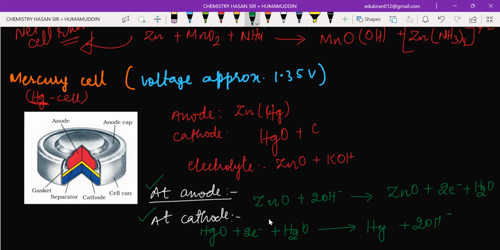I will write the net cell reaction as well. First, you are going to write this. This is your ZnHg. Zinc amalgam is there now at anode, reacting with hydroxide to form this.